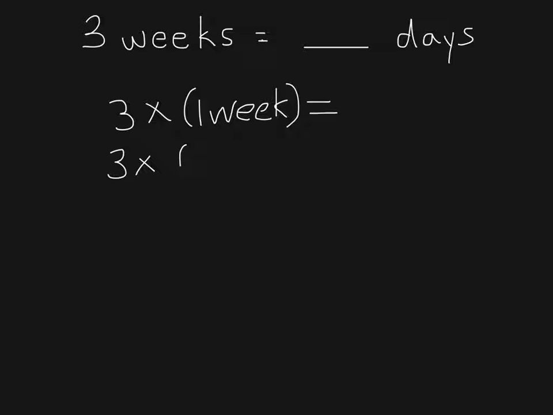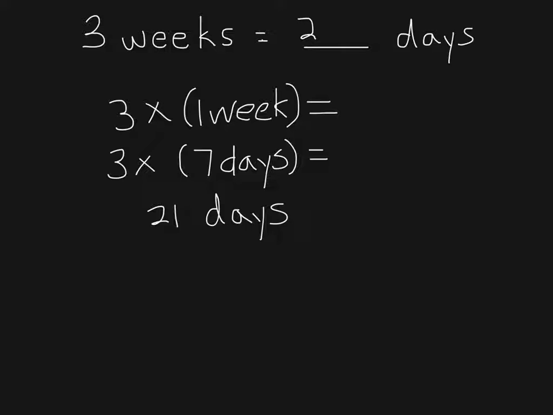I recall there are 7 days. 7 days and 1 week are the same thing. So I'm going to replace that 1 week with 7 days inside my parentheses. And now I can do my math. And 3 times 7 is 21. And my new unit is days. So I know that 3 weeks is the same as 21 days.